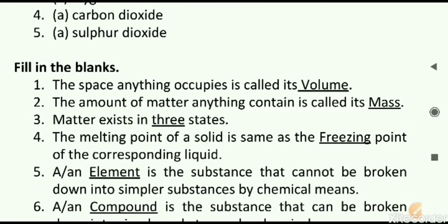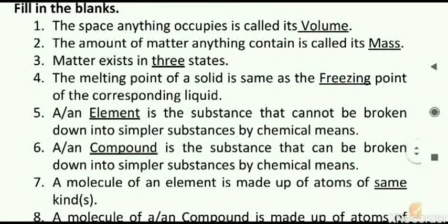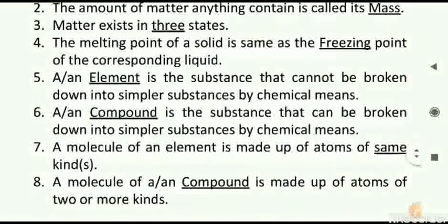Third, matter exists in 3 states. We already know how many states are there. 3. Next, the melting point of solid is same as the dash point of liquid. So melting point of solid is equal to freezing point of liquid. So answer is freezing. The fifth one, an element is the substance that cannot be broken. Here the words cannot be broken are there. So answer will be element. And the sixth one, same definition, only the difference is can be broken. So the substance which can be broken by chemical means is compound. So sixth answer is compound.